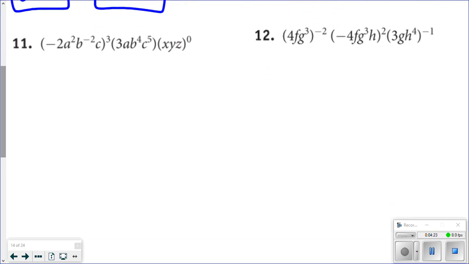For question 11, you can totally do this problem. So please pause and try this. Break it down step by step, piece by piece. The first part is I would take this, and anything to the 0 power is 1, so I'm going to totally ignore that. Now keep going.